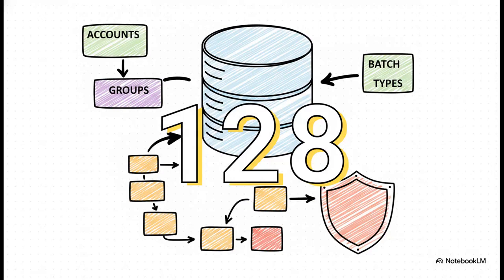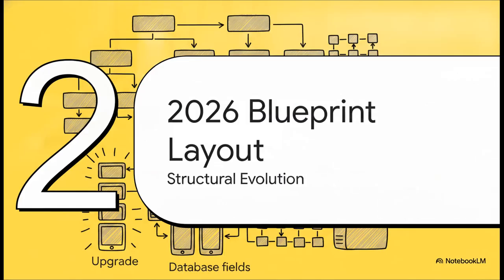To fix this, to permanently inoculate the Firebird engine against these crashes, your absolutely mandatory first step is expanding the database field lengths. You have to bump up the accounts, groups, and batch types to varchar 128. Taking this step ensures that no matter how complex the multi-byte localization gets, your database schema hierarchy remains perfectly intact, with zero overflow. Moving on to Section 2, the 2026 blueprint layout.